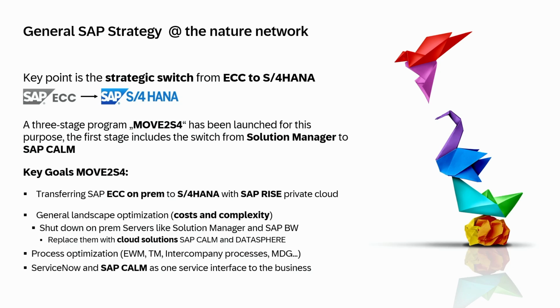We want to make some process optimization in the next steps. We'll talk about implementing EWM, TM, transport management. We have to talk about our intercompany processes internally, as they are not as good as we wanted them to be. And we are implementing SAP Master Data Governance. And then ServiceNow and SAP Calm will be one interface to our business. At the moment ServiceNow is used by our infrastructure, and we are planning to have one central interface to the business, so ServiceNow will be the face to the business, and in the background my team from the business applications in IT will work on the features and user stories in Calm.